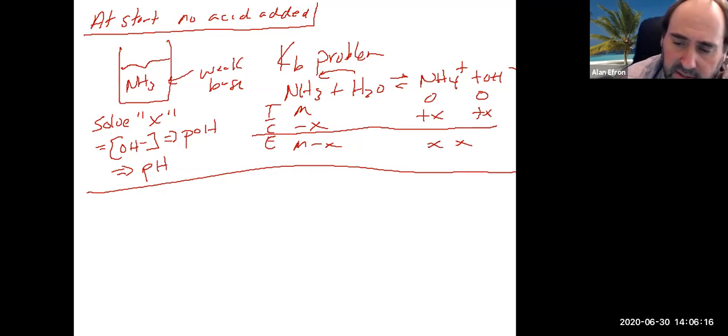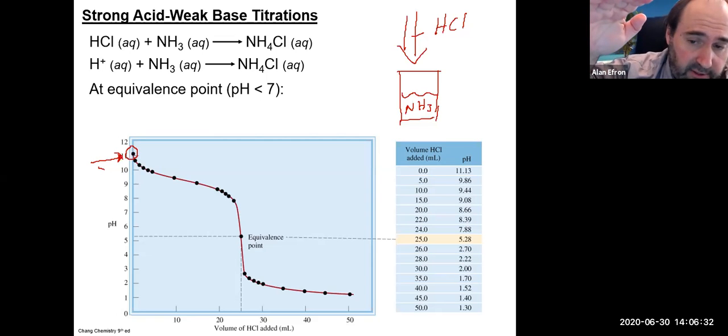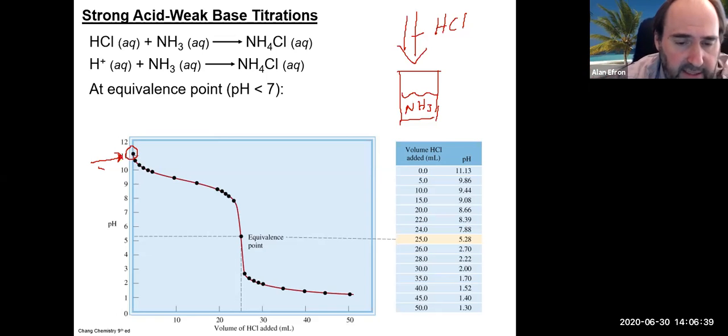So very much like the last example, except that we were starting with a weak acid in the last example. This time we're starting with a weak base, and that is why we actually see the pH start higher. When we're starting, we have a high pH because we're starting with a base, and as we add the acid, we should see the pH start to drop, which is what we see here.